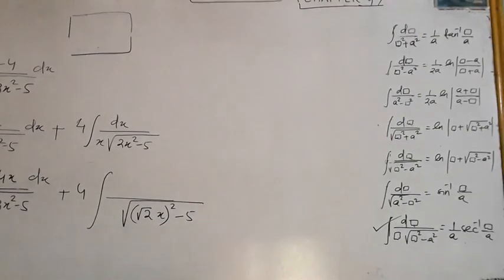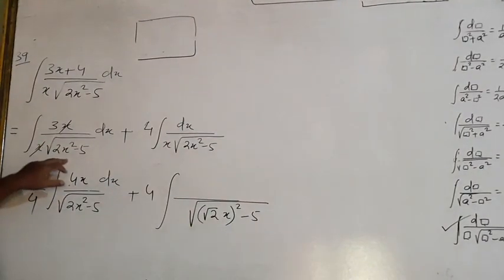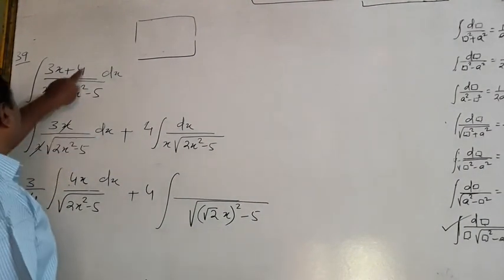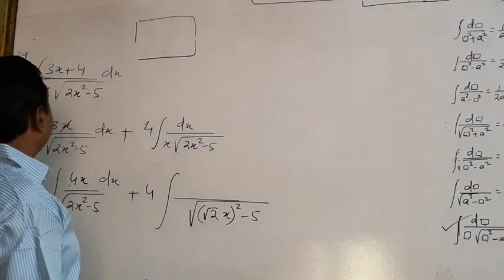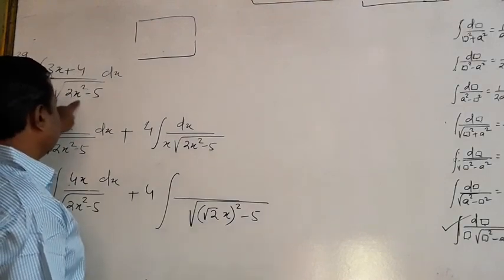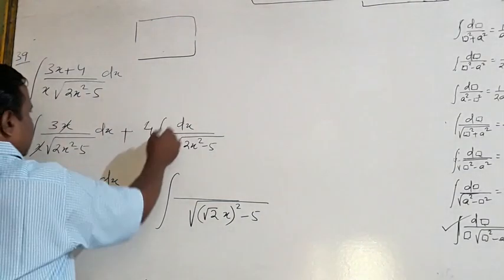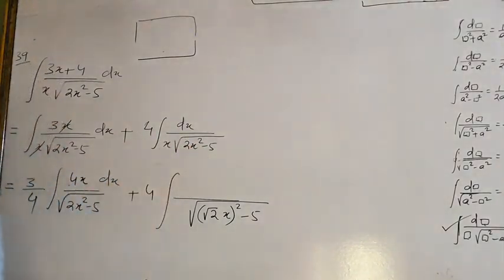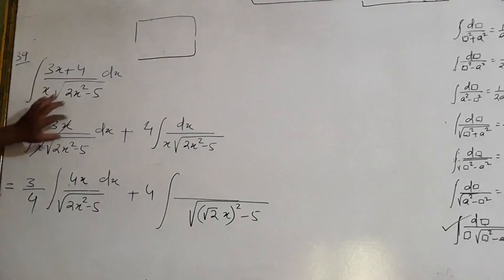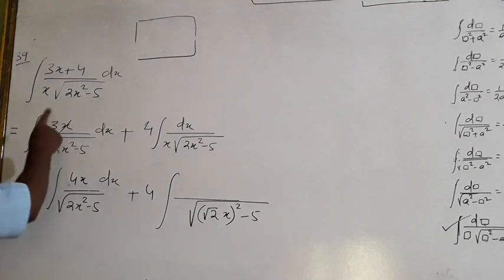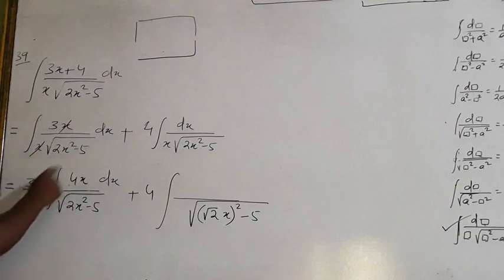Now separate them first. 3x by x into root over 2x square minus 5, plus 4 by x into root over of 2x square minus 5. Okay, and take this 4 outside, so it becomes dx by x root over 2x square minus 5. On this part you have to take 3 outside, and it becomes 1 by root over 2x square minus 5. Means above is a constant, below is the root over of a quadratic.